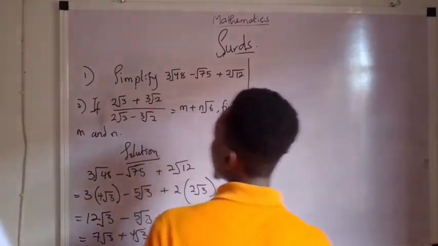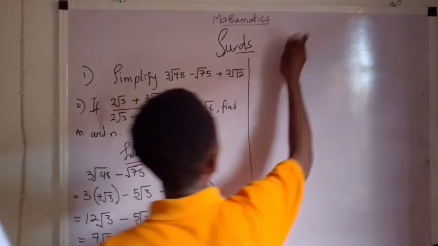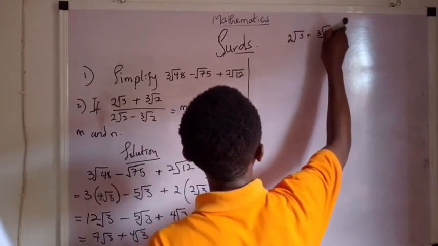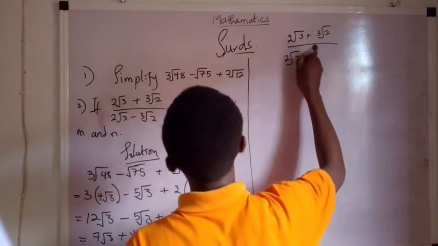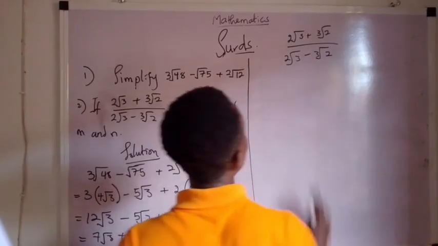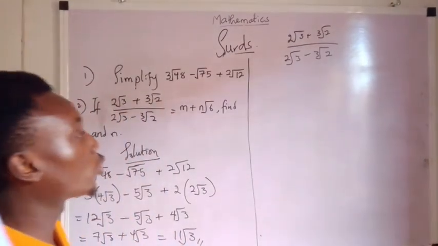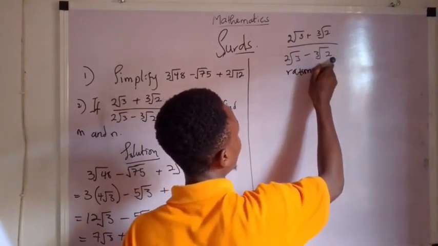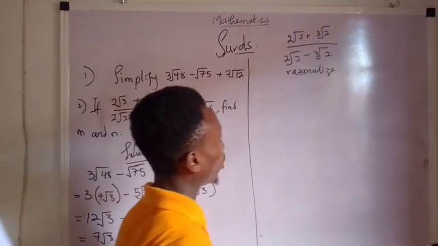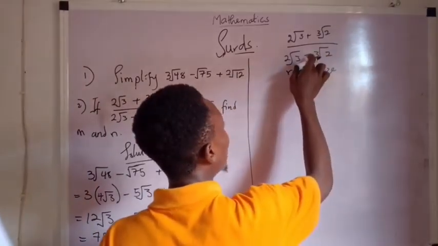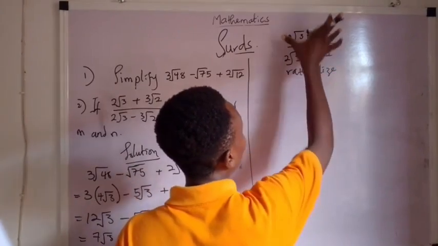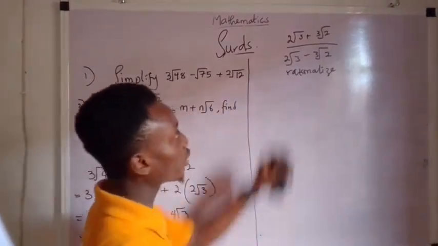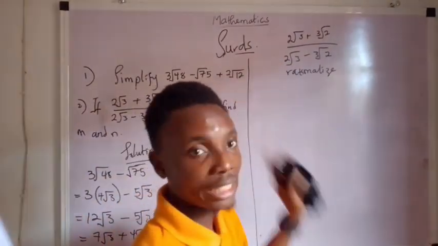Very quickly, we'll solve the second question. Now, if 2 root 3 plus 3 root 2 over 2 root 3 minus 3 root 2. Now there's nothing to solve much here. All you have to do is rationalize. To rationalize this, we take the conjugate of the denominator. We are not interested in the numerator. We are interested in the denominator. This question has nothing to solve.